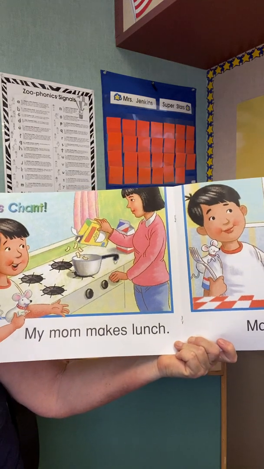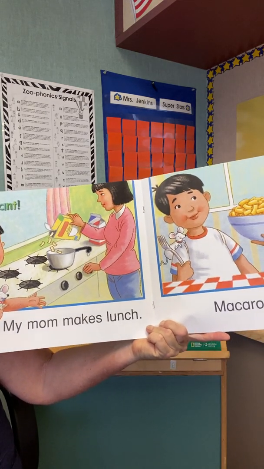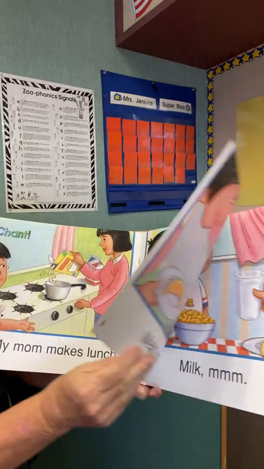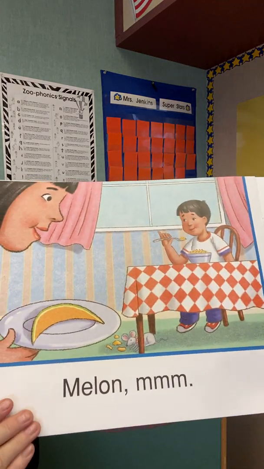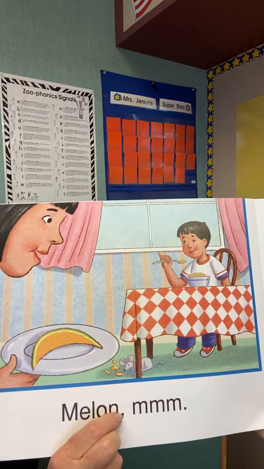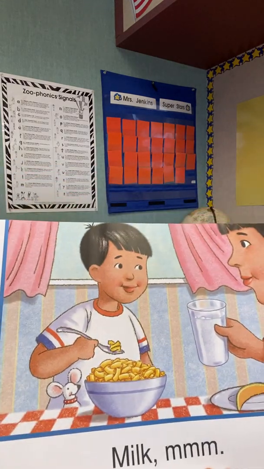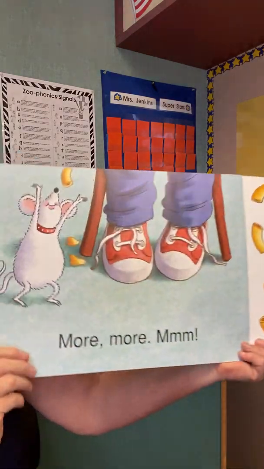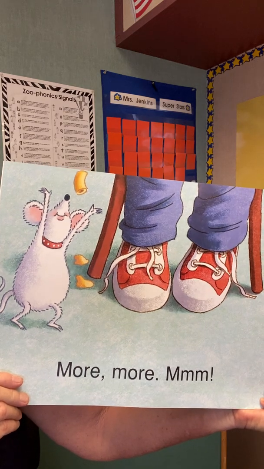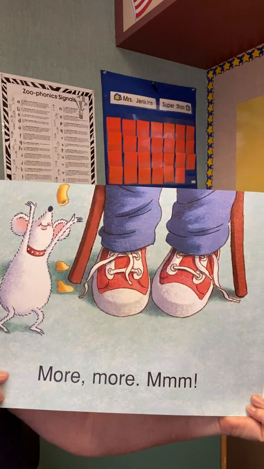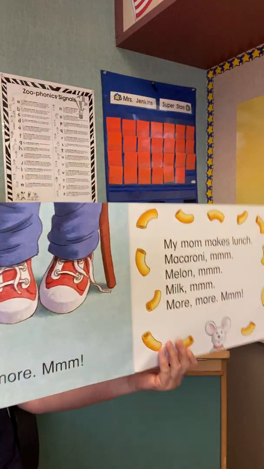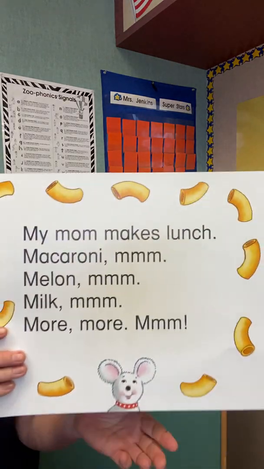Okay, it goes like this. My mom makes lunch, macaroni. Melon. And these M's here, you go, put your lips together. Milk. More. He drops a little piece of macaroni on the floor, and who gets it? The cute little mouse. Okay, now over here, it's the same story, but it's just all on one page.